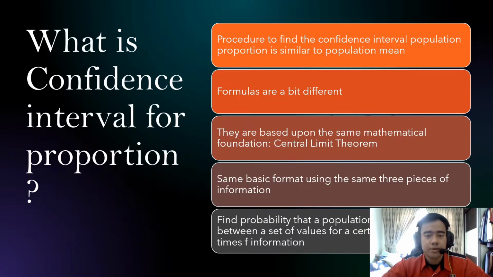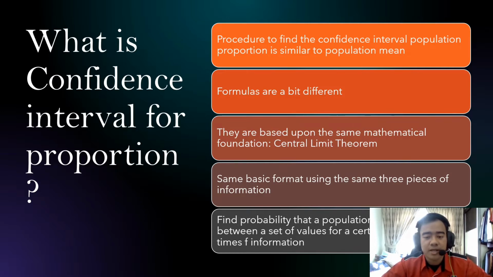Let's hop on to our main topic. So, what is confidence interval for proportion? The procedure to find the confidence interval for a population proportion is similar to that for the population mean. However, the formulas are a bit different, although it is conceptually identical.